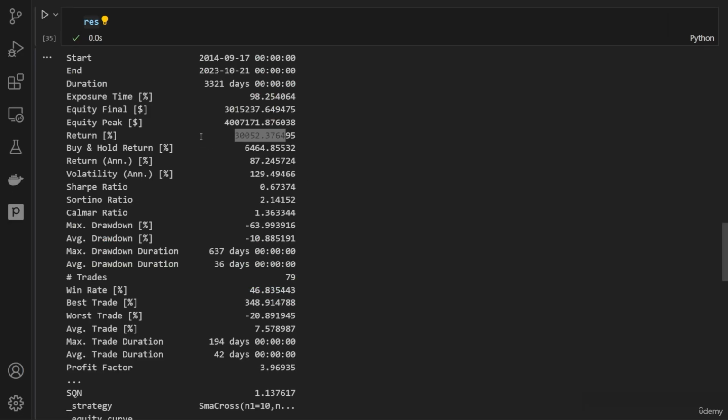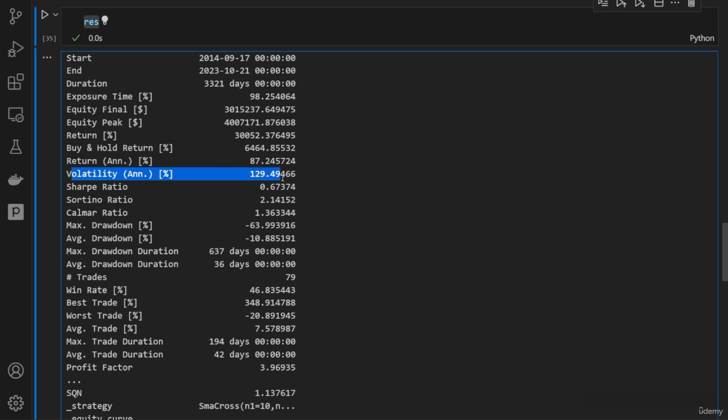Back to our results, we have the return percentage, 30,000%. Buy and hold return percentage is 6,464%. So this is a good comparison baseline. We can always compare our results versus the buy and hold return percentage. And then we have the annual returns. So this is per year, 87%.